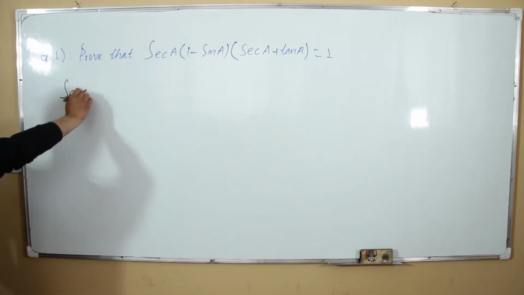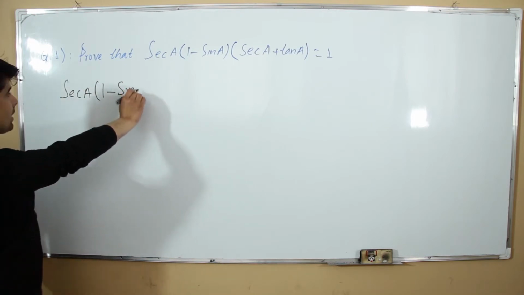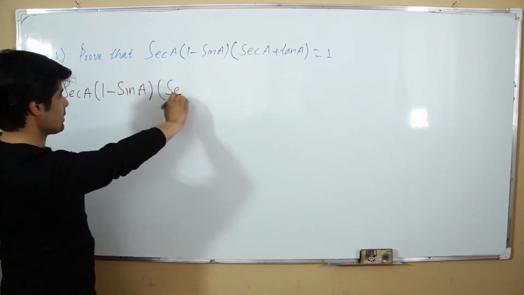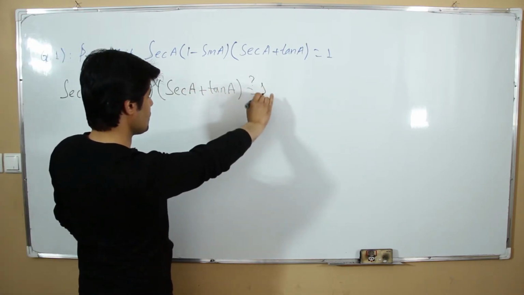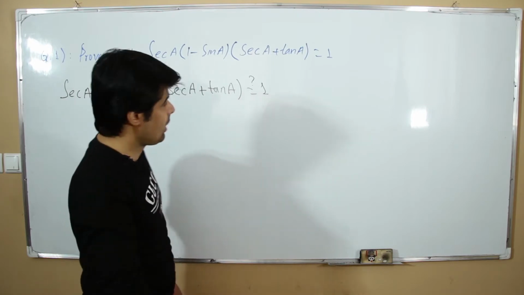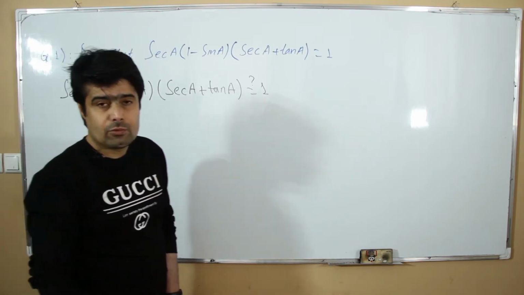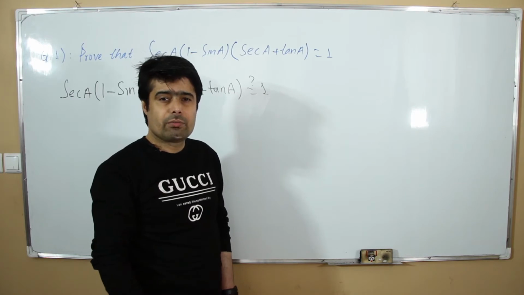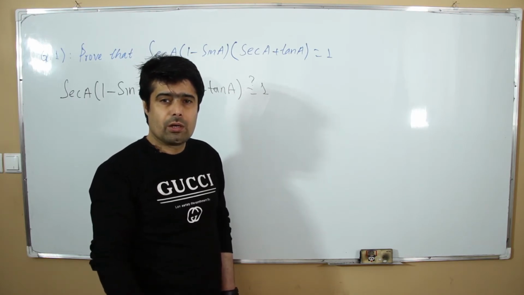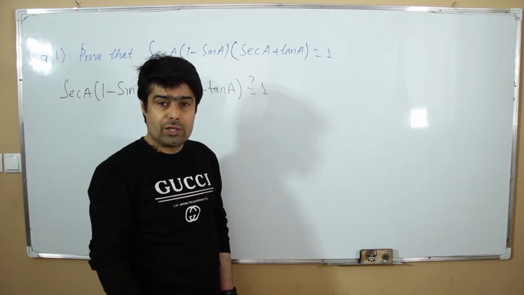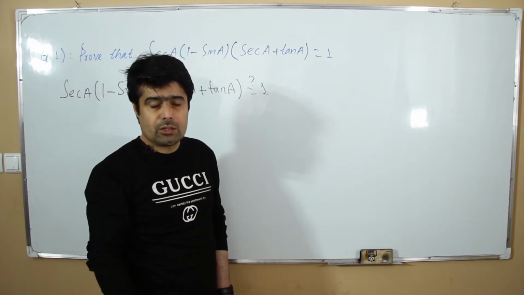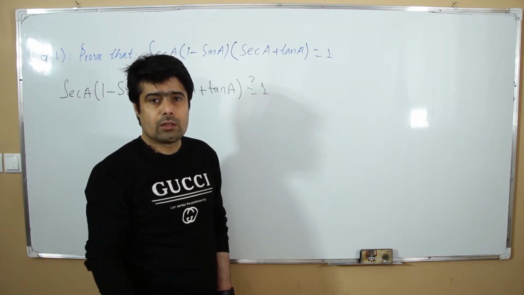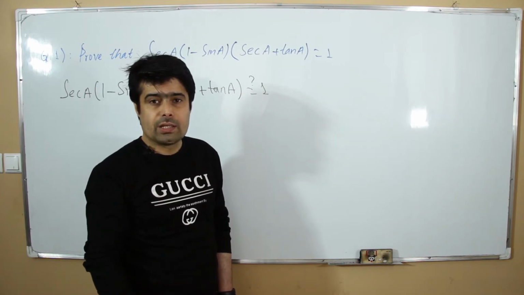I have secant A multiplied with 1 minus sine A multiplied with secant A plus tangent A. This one should be equal to 1. Am I right? I have to prove. One thing I have to say, if you have a mix of the trigonometric relations or ratios, then please change all the trigonometric ratios to sine and cosine, that would be very easy.